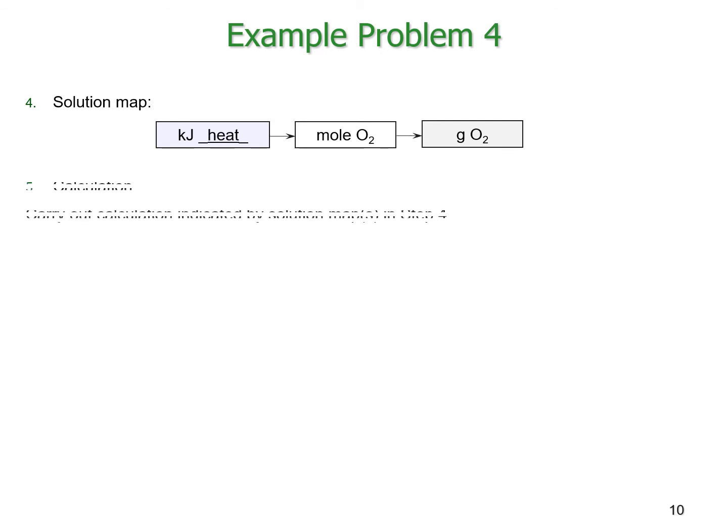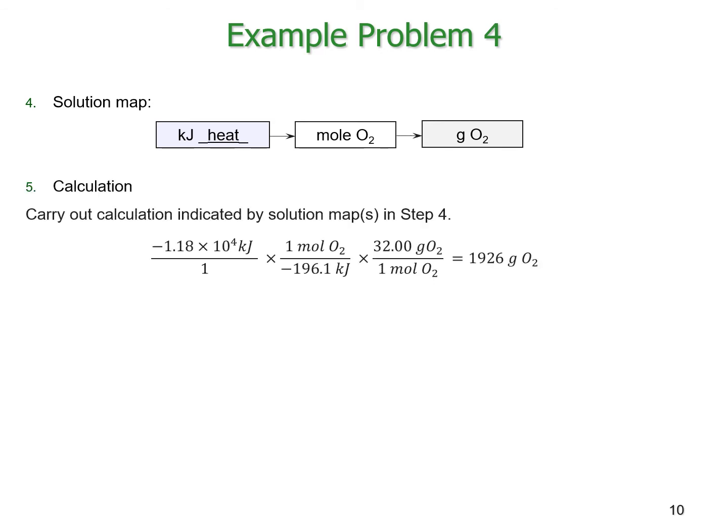According to this solution map, we can start off the calculation. As you can see, we put a negative sign in front of it, because the negative signs cancel, and you wind up with a positive amount of grams of O2.